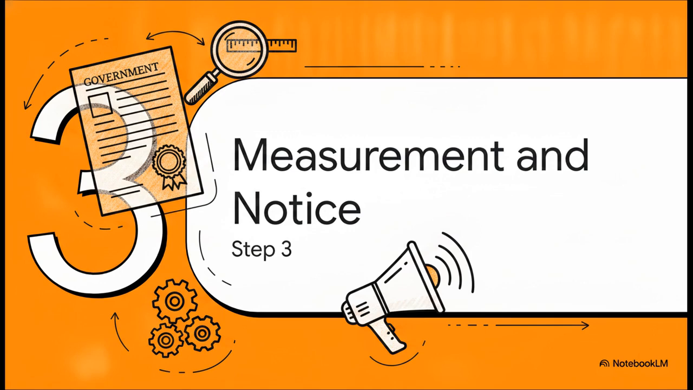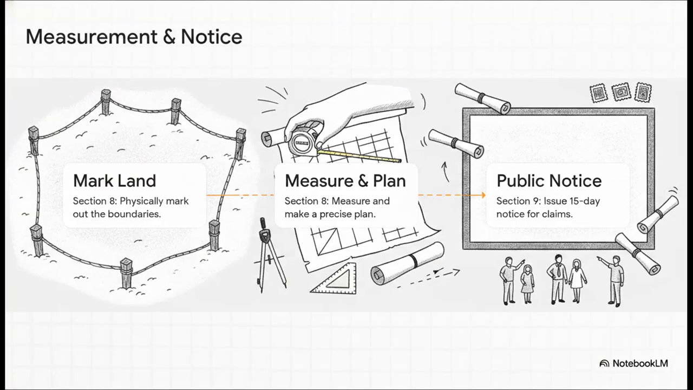That brings us to Step 3. Land measurement and notice. Now, Sections 8 and 9 lay out a very strict procedure. First up, under Section 8, the land must be physically marked out, that is, if it wasn't already fully handled back in Section 4. Then, it has to be meticulously measured and a plan needs to be drawn up. Once those exact dimensions are locked in, Section 9 triggers a mandatory public notice. Basically, this notice tells all interested parties that the government formally intends to take possession, and crucially, it gives them at least 15 days to officially state their compensation claims and lay out their respective interests in the land.